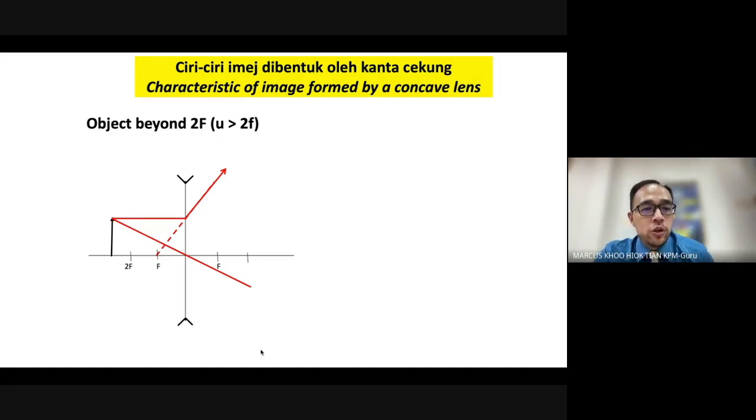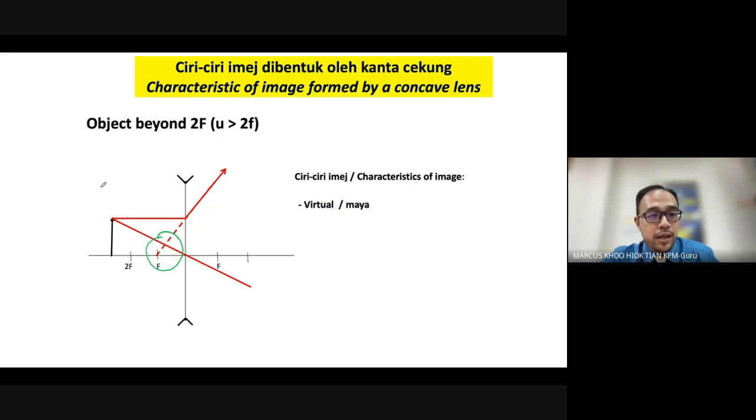Okay, and notice that there is an intersection over here. And again, wherever there's an intersection, that's where you draw the image. So it will be virtual because it's on the right side, on the same side as the object. It is upright because it's still pointing upwards.